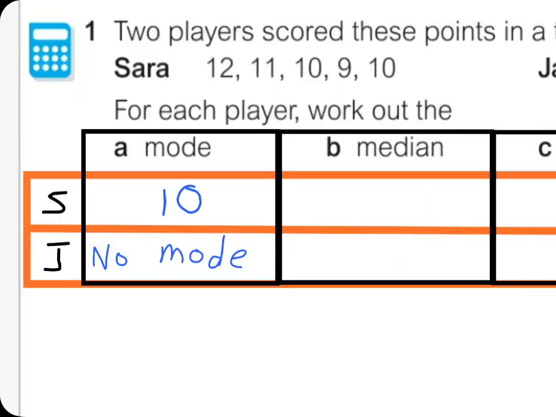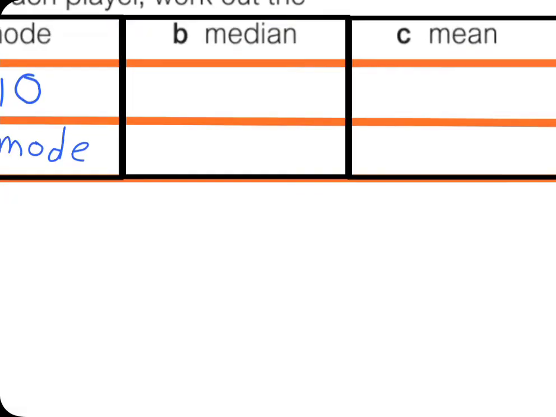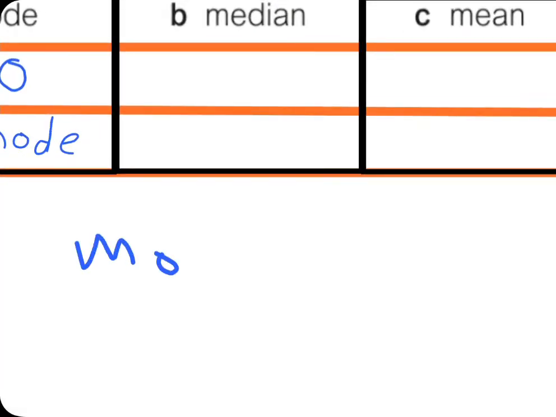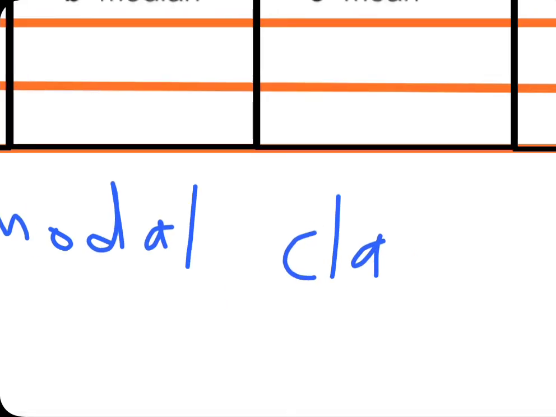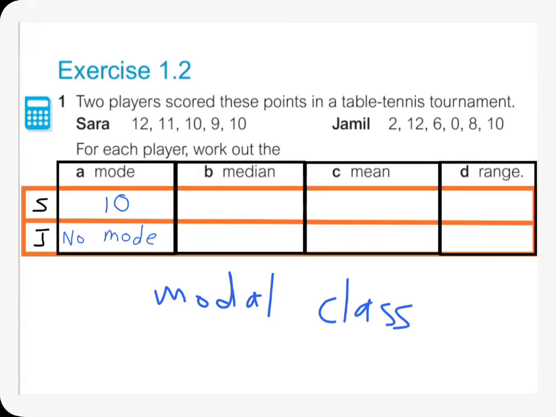And some questions will ask you for the modal class. They will write it like this, modal class. It's the same as the mode. So it's the most frequent data or the most frequent class. It's the same idea. Now, let's move on.